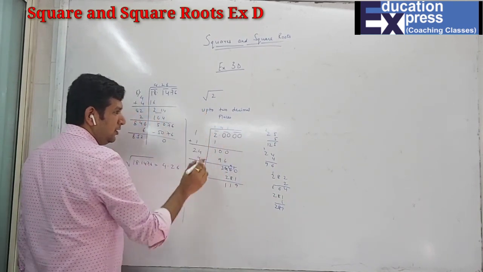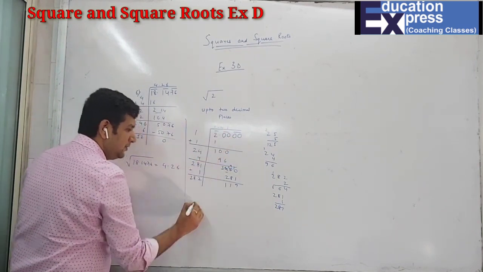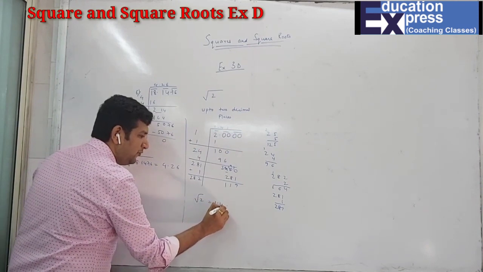So students, over here after the decimal how many pairs? 2. So obviously the decimal comes over here. So the root 2 answer is 1.41.